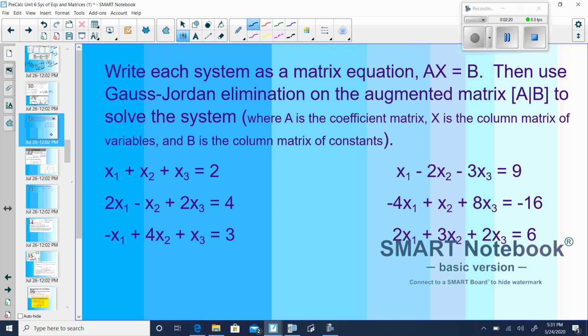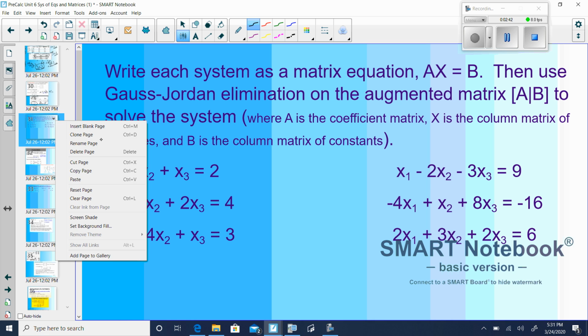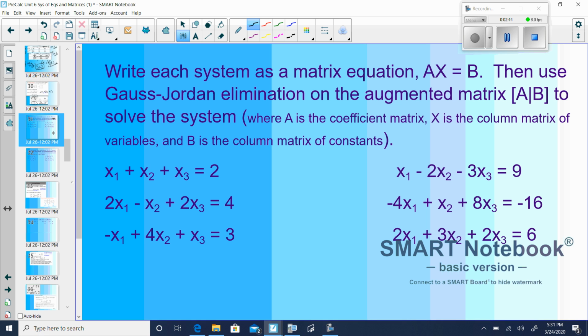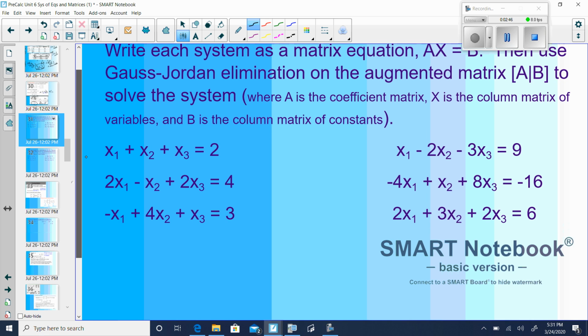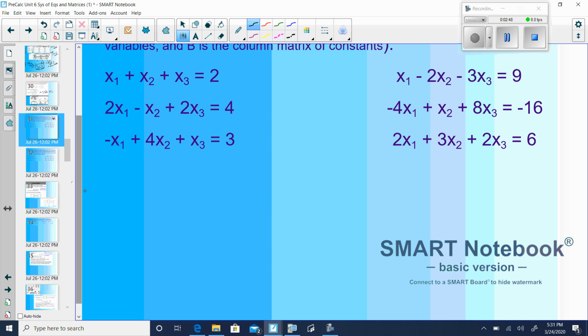Oh, geez, what does this mean right here? Write each system as a matrix equation, AX equals B, then use Gauss-Jordan elimination on the augmented matrix [A|B] to solve the system, where A is the coefficient matrix, X is the column matrix of variables, and B is the column matrix of constants. Let me clone this page right here. Here we go. So we'll come down here and we'll work this one first.